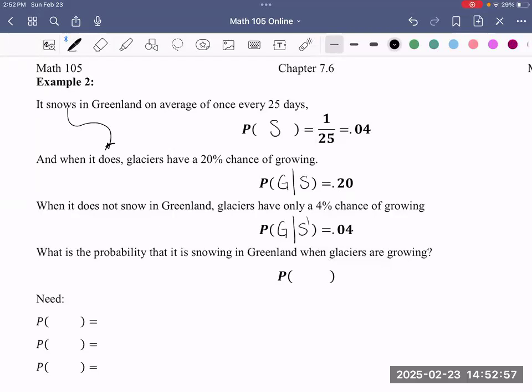Now, what is the probability that it is snowing in Greenland when the glaciers are growing? So what is happening first? Well, the glaciers are growing, and we want to know what the chances are that it is in fact snowing. It's not quite just the reflection of this. No, it's not going to be 80%, right? That would be way too easy. Instead, we want to figure out what the chances are that right now the glaciers are growing, and what are the odds that it happens to snow now? Like, what is going to happen next?